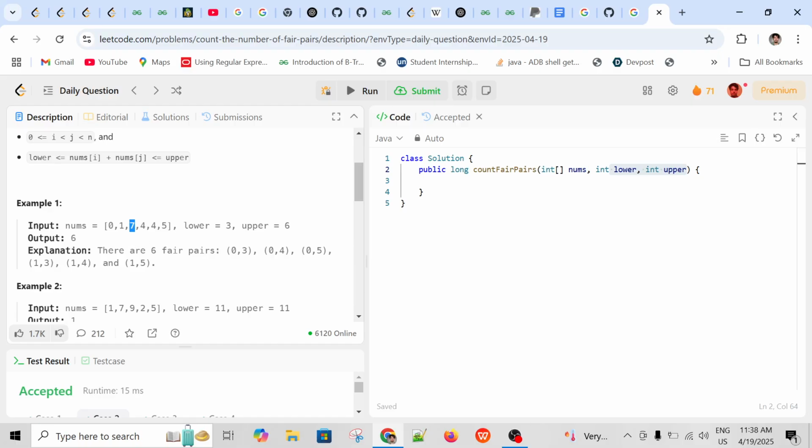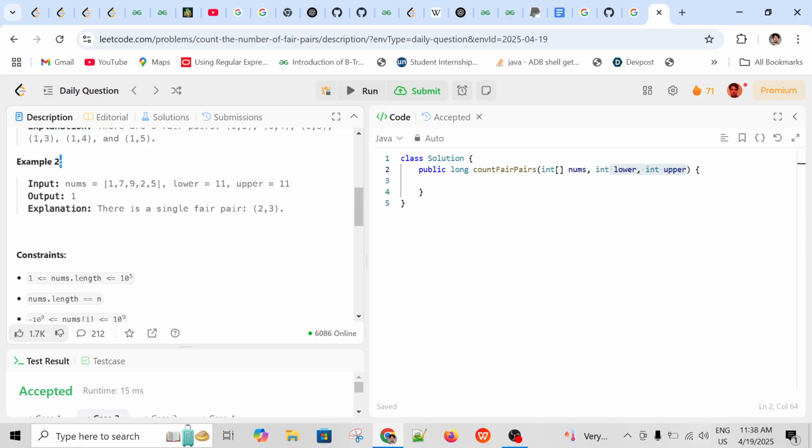You can also see that 7 itself is greater than 6, so the summation with any of these elements will exceed 6, so we cannot include it in the answer. Similarly, 4 plus 4 is 8, which is out of the range, and 4 and 5 is 9, which is out of range from lower to upper. So the answer is 6.